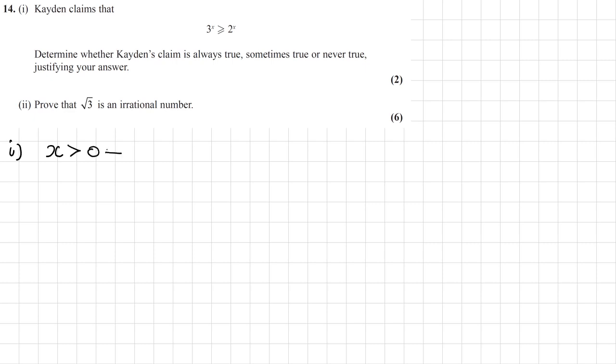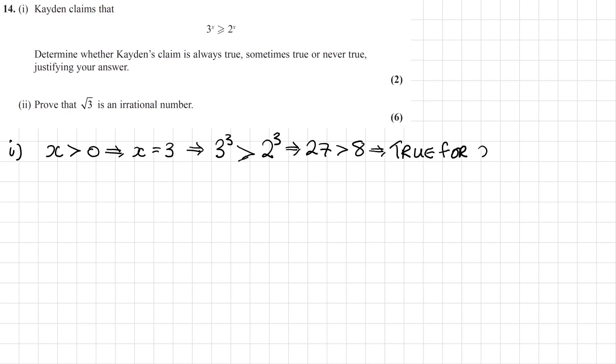Let's give an example. So let's say I choose a power of 3. I will get 3 cubed and 2 cubed. Now I know that 3 cubed is greater than 2 cubed because I have 27, which is greater than 8. And actually for any positive power, it's going to be true, isn't it? Any positive power put in there, it's going to be greater than. So true for x greater than 0, for any positive power.